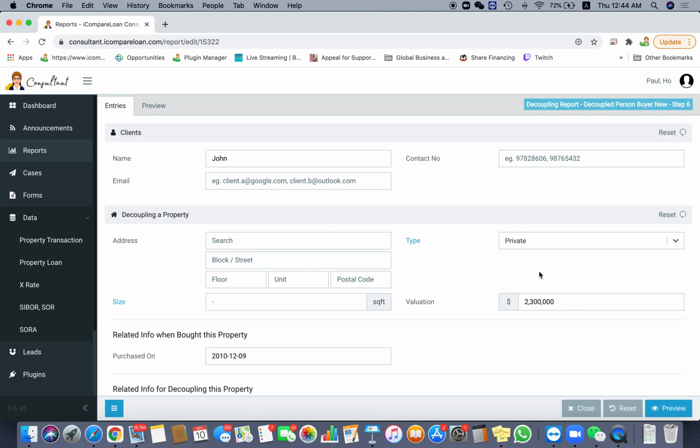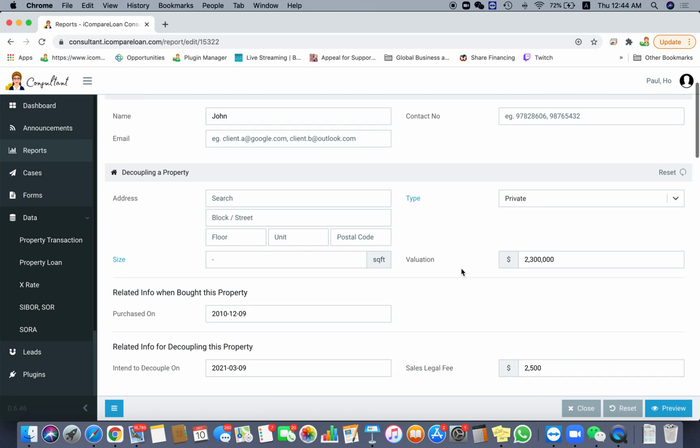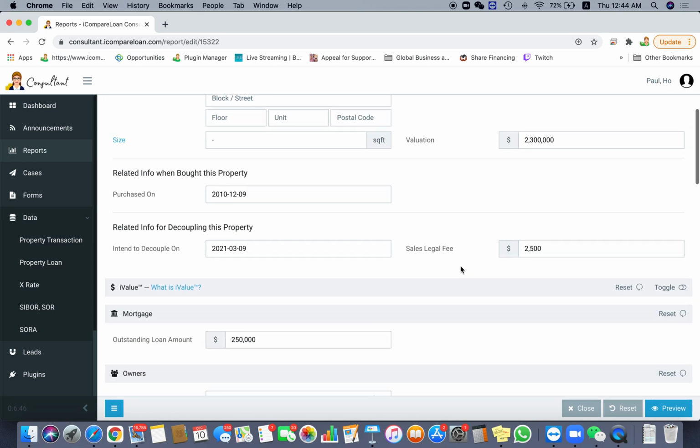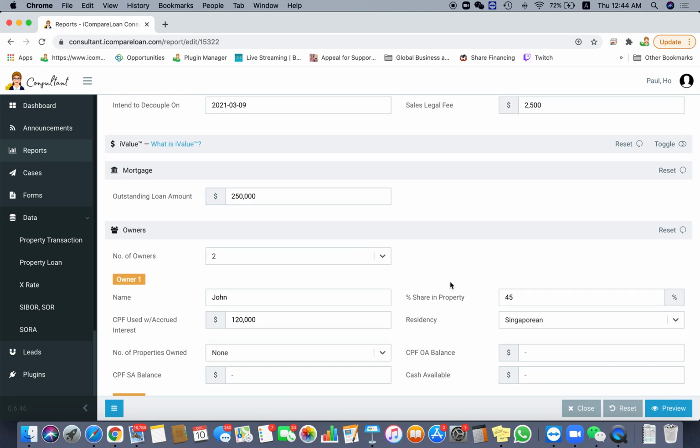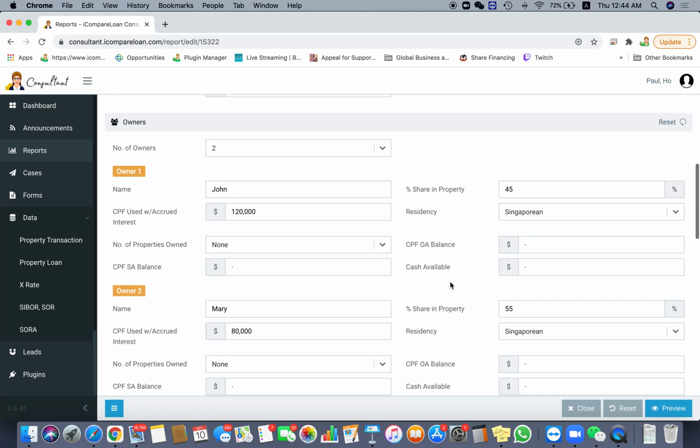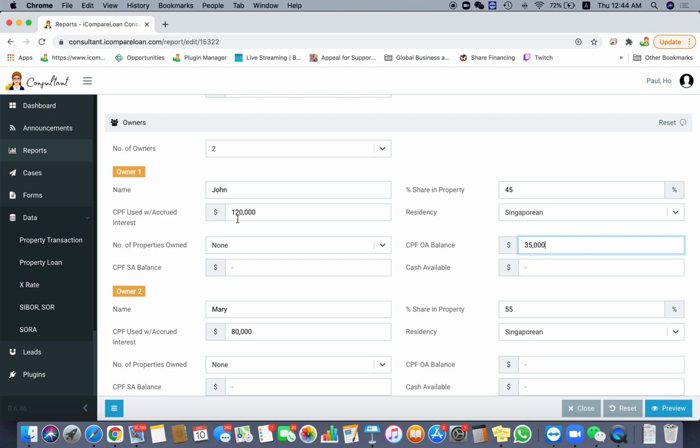What we can do now is, John, phone number and so on, we can add more information. Purchase date we can change in case that's not the correct information. And then usually they will say, oh, actually I still have about 35,000 CPF OA, even after I spent 120,000 CPF OA used with accrued interest. And I have about $100,000 in cash.